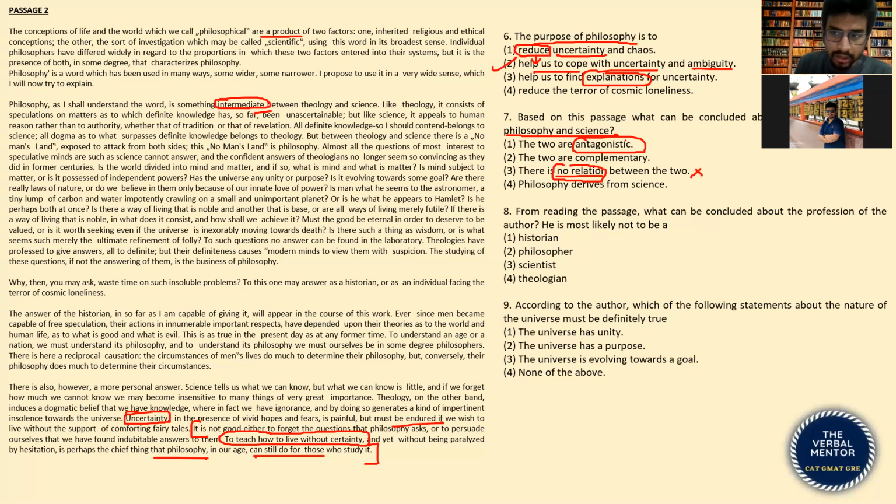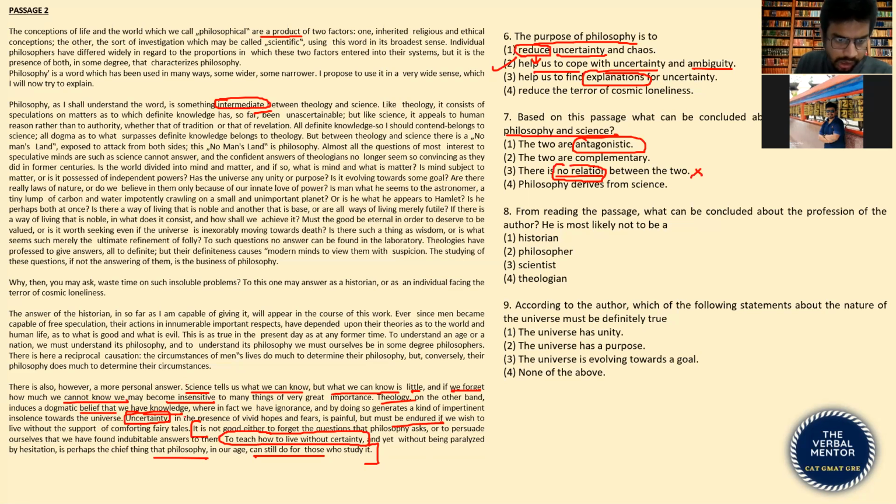Now, are they antagonistic? Well, we'll have to see that. Antagonistic means they run opposite. They're opposites in a sense. They're antithesis to one another. Guys, science tells us what we can know, but what we can know is little. And if we forget how much we cannot know, we may become insensitive. Theology, on the other hand, includes a dogmatic belief that we have knowledge. Okay.